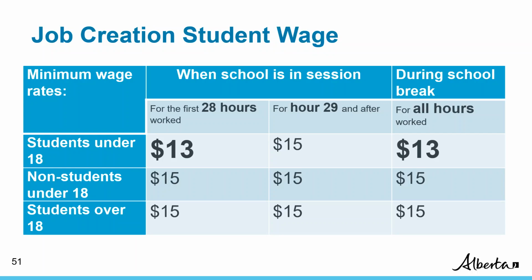If the worker is not a student or is over 18, they receive the regular minimum wage, which is $15 per hour. There are many other rules surrounding youth employment depending on age, including when an employee may work, what kind of work can be performed, if parental or guardian consent or a permit is needed. Please visit the youth employment section on our website to learn more about the rules that apply to youth.